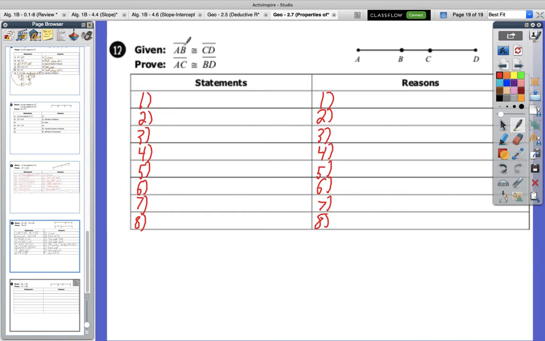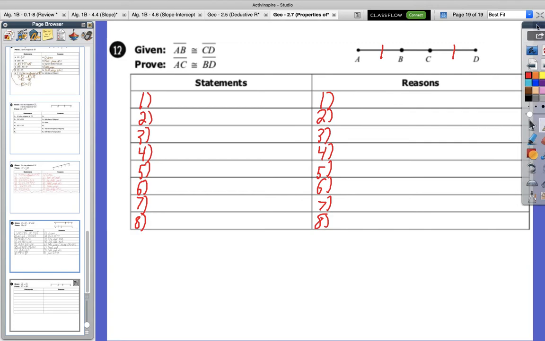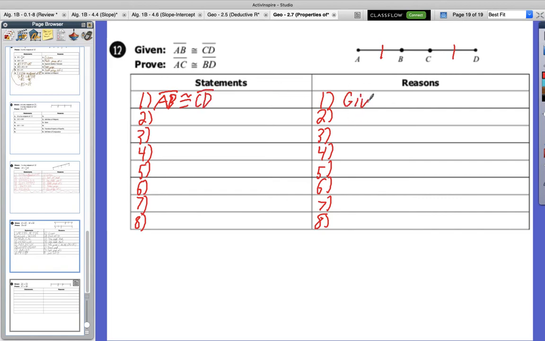We're told the measurement segment AB is congruent to segment CD. And we're trying to prove the segment AC is congruent to segment BD. Well, let's try it out. So given, we're going to write our given. Segment AB is congruent to segment CD. And that's our given. We also know our other freebie is our very last statement. That's what we're trying to prove. Segment AC is congruent to segment BD.